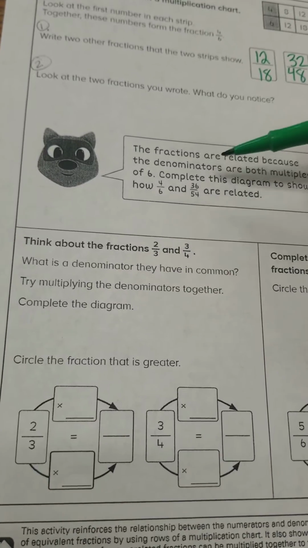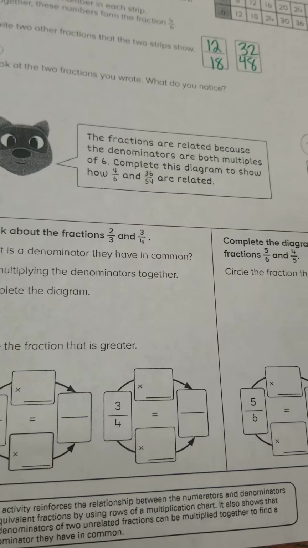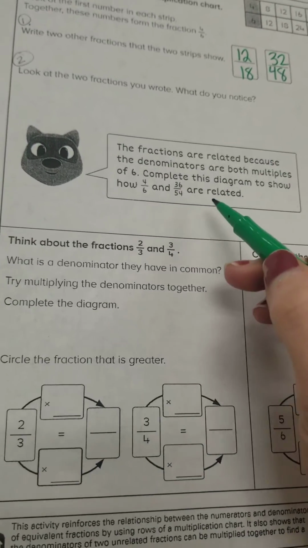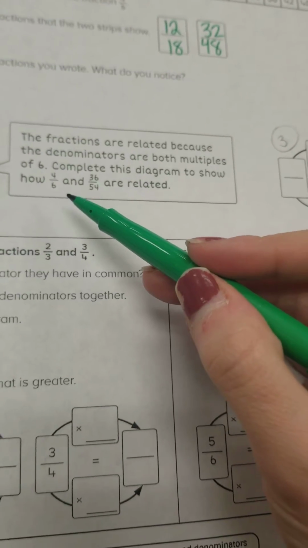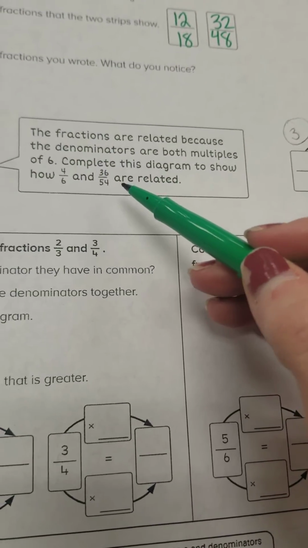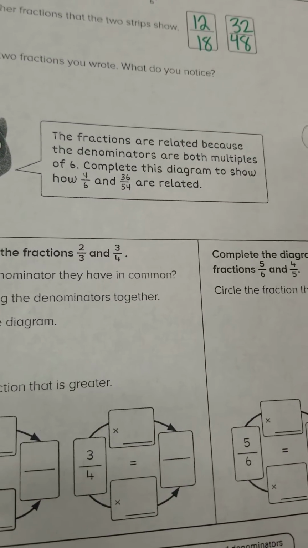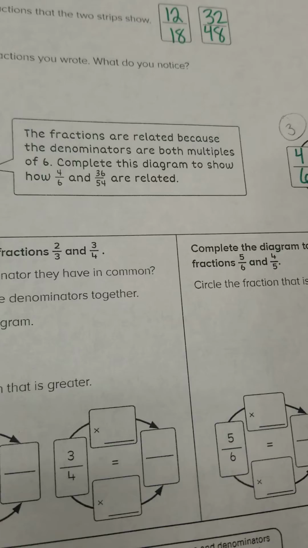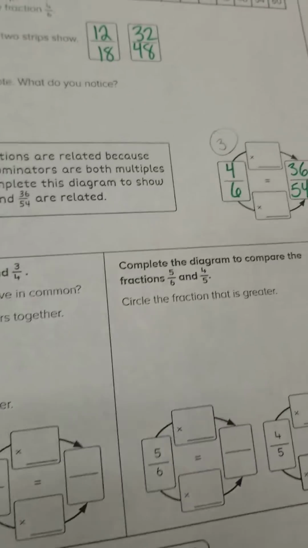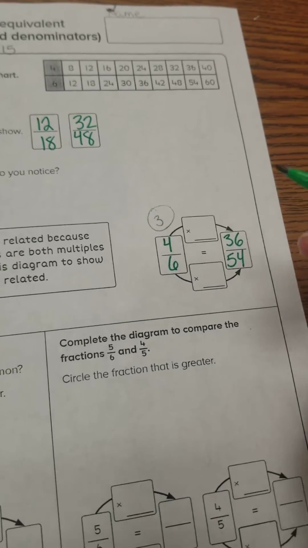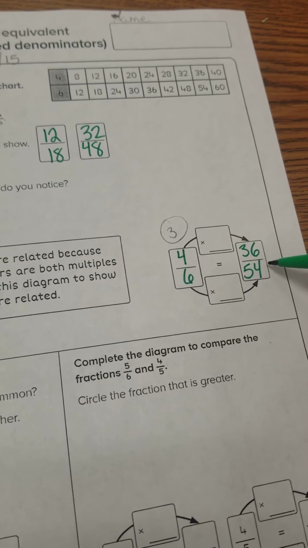On the second part, it says the fractions are related because the denominators are both multiples of 6. So whenever they're doing this diagram here, you want to show how 4/6 and 36/54 are related. So they will write their first fraction here, which is 4/6, and then they're going to put the second fraction, 36/54 here. Sorry. And then I always ask them, what do you multiply by 6 to get 54?